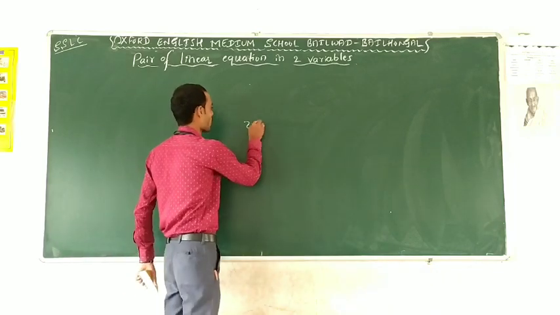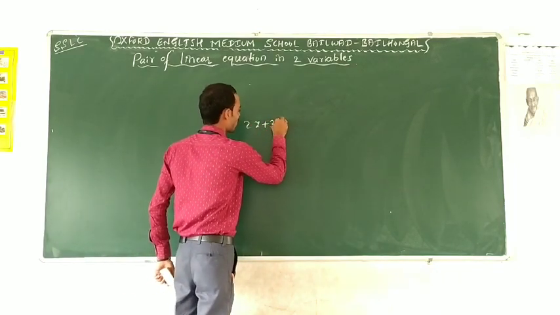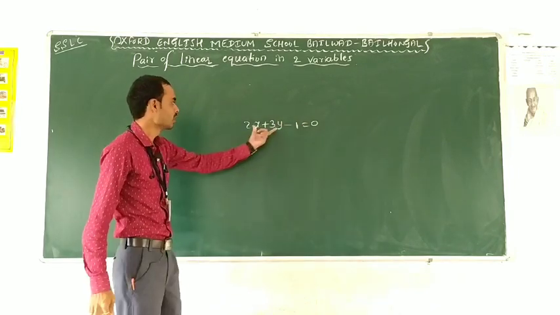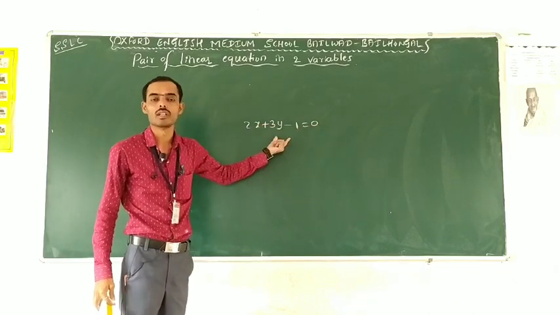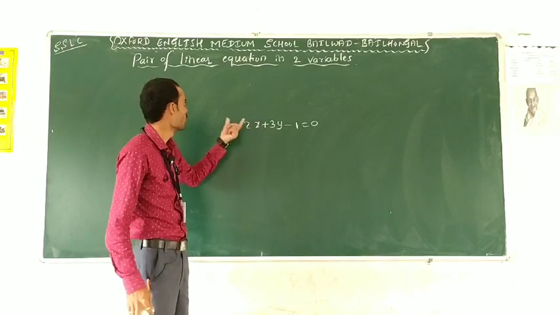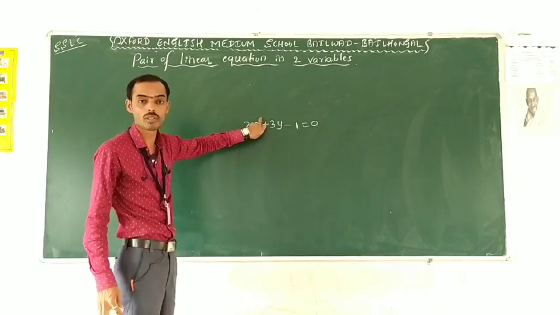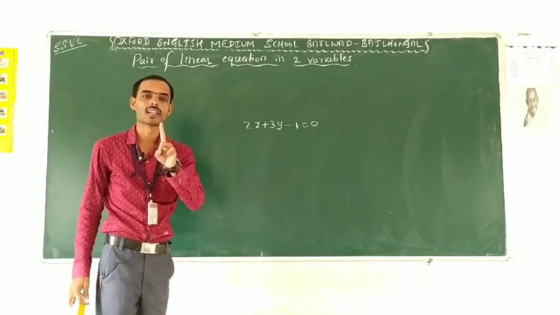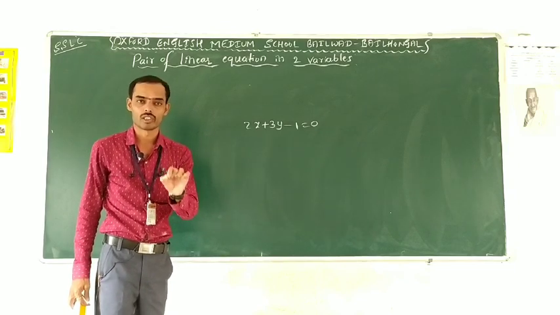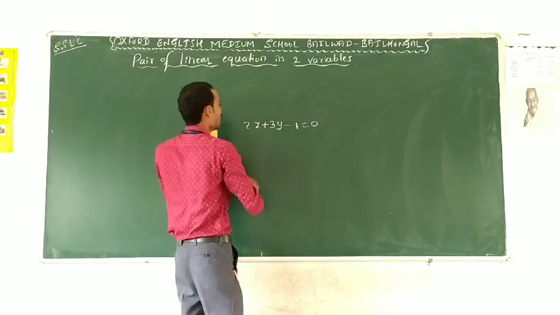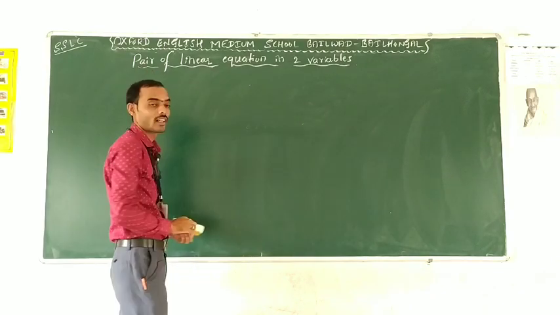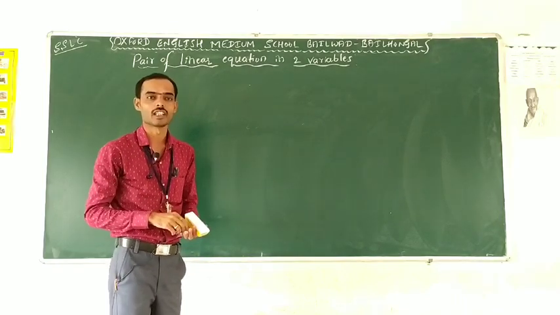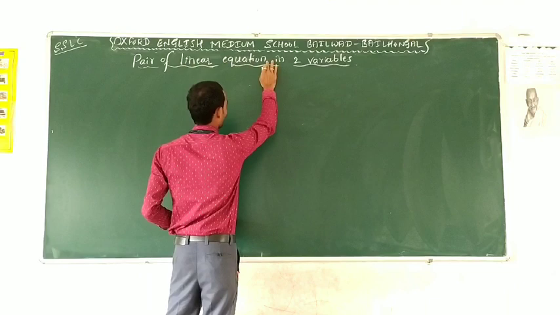See here, for example, 2x plus 3y minus 1 is equal to 0. Whenever the expression is equated to 0, then it is called an equation. I already told you, is it right? Linear means the highest exponent is 1. The polynomial of degree 1 is called a linear equation or linear polynomial. First one is finished. Second one, pair. There are two linear equations, not only one. Pair of linear equations. This much is finished.